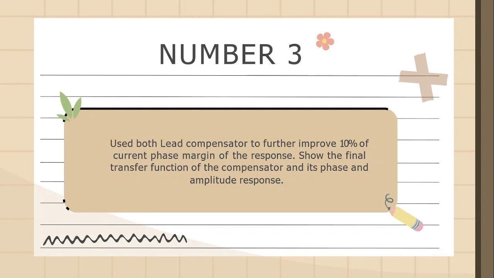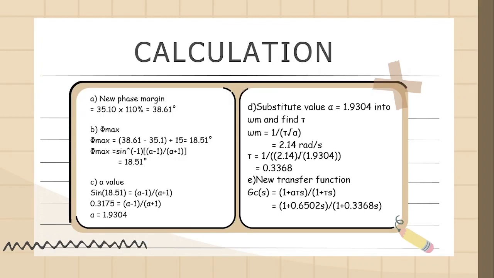So for question number 3, we need to use a lead compensator to further improve the current phase margin of the response by 10%, and we need to show the final transfer function of the compensator and its phase and amplitude response. First, we need to do a little calculation before we proceed to our Scilab coding.